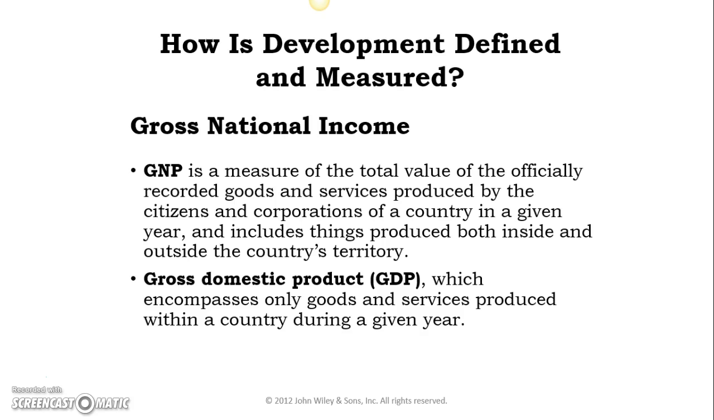And I mentioned that second part specifically because another way to measure gross national income is what's called gross domestic product. Gross domestic product is very, very similar, except with the big difference that the goods and services have to be produced within the country during the given year. So it's still the total value of officially recorded goods and services, but again, they're the ones produced inside a country, and that's the difference between gross national product and gross domestic product.